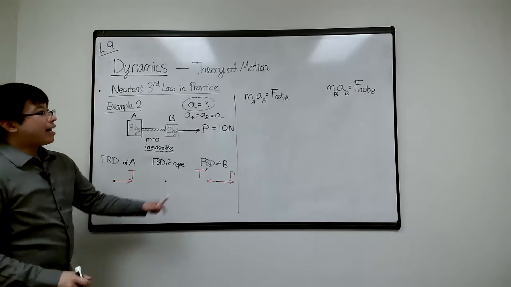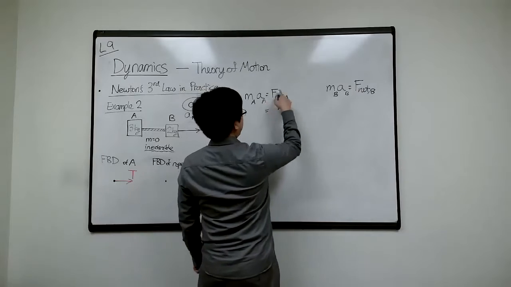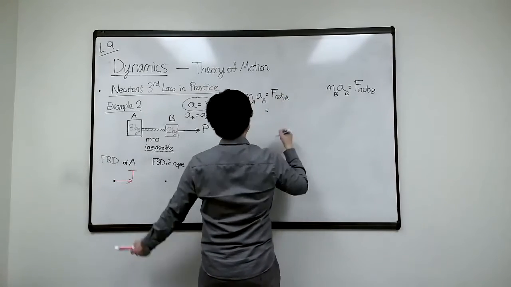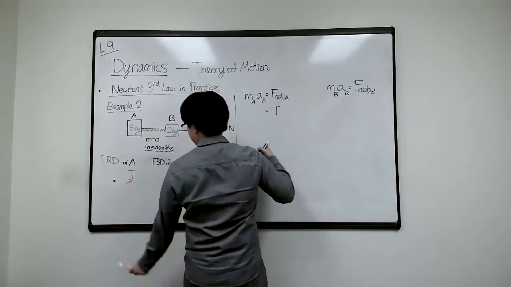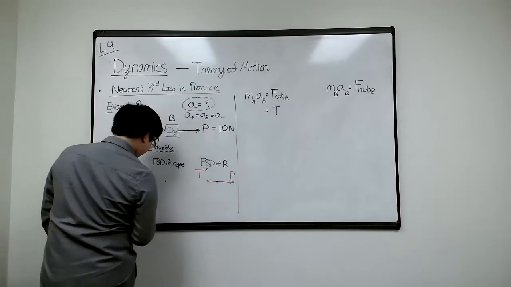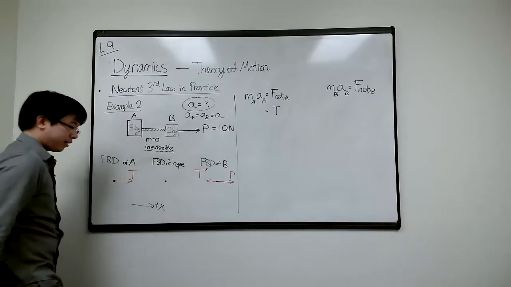Okay, now let's write down the net force. What's the next step? You write down the net force of A, which is just T. And that's done, right? I'm going to call this way positive X. Okay, that's fine.